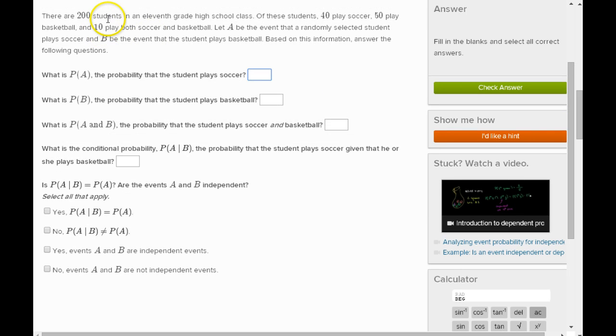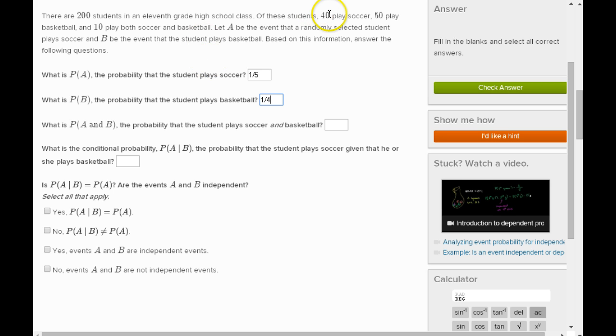200 students in 11th grade high school class. 40 play soccer, 50 play basketball, and 10 play both. Okay, so let A be the event that they play soccer, and B be the event that he plays basketball. So what is the probability that the student plays soccer? Well, that's 40 over 200, which is 1 over 5. What is the probability that the student plays basketball? Well, there were 50 that play basketball, so that's 1 over 4.